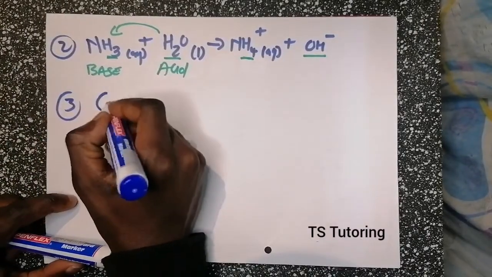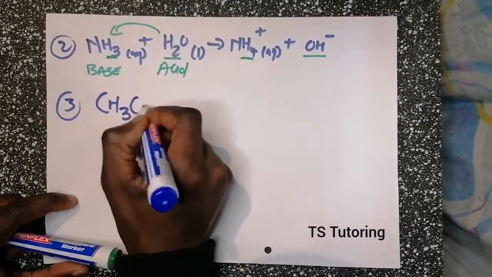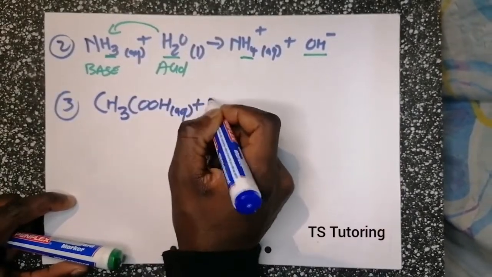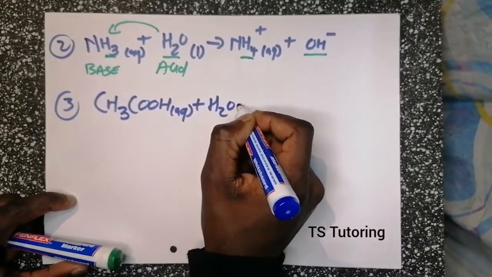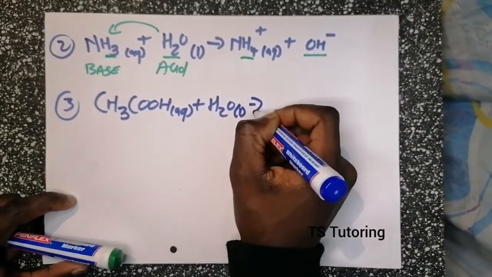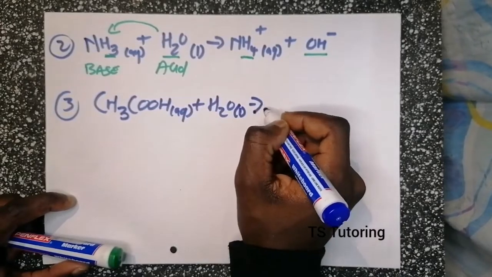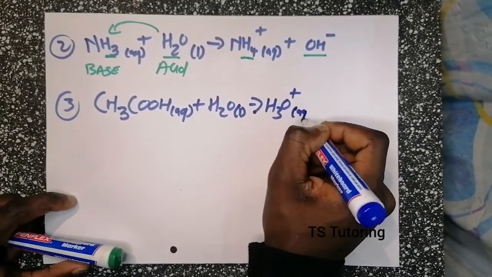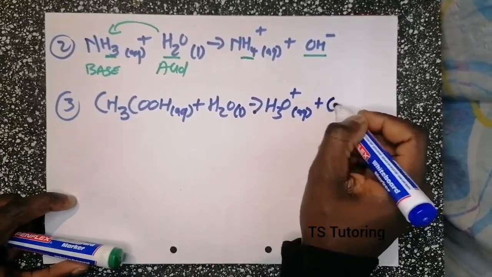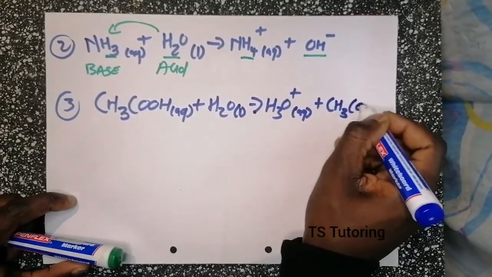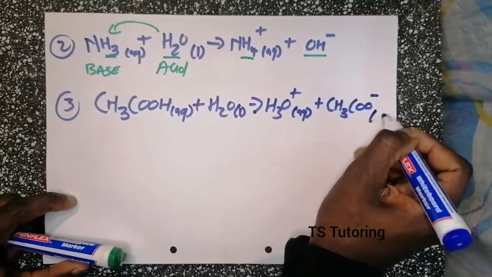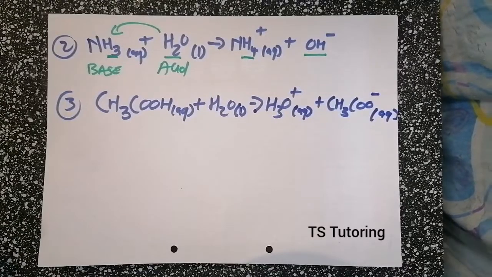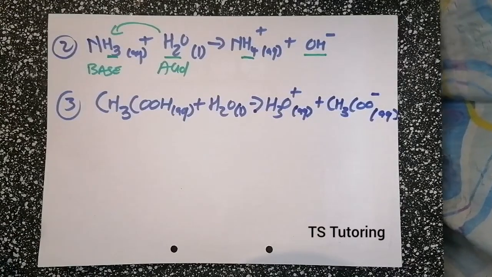Let's look at acetic acid, CH3COOH. You know acetic acid, your vinegar. It reacts with water, a liquid, to form H3O plus in aqueous, plus CH3COO negative in aqueous. Now, let's identify which one is an acid and which one is a base.